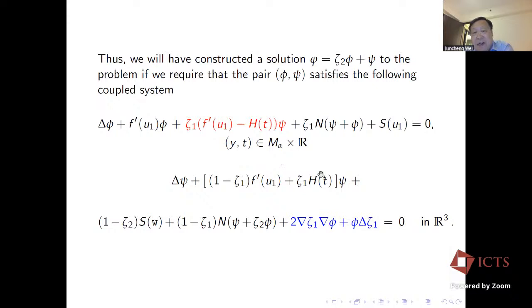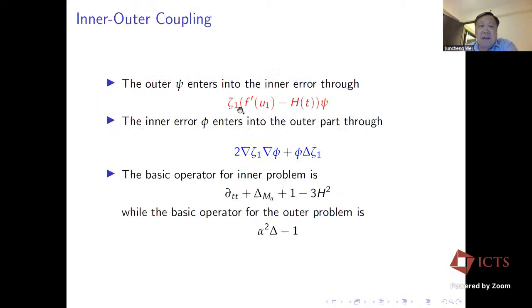So how do we solve this coupled system? We solve this coupled system in the following way. We fix the phi in some topology, and we solve for the psi. And then we plug this psi into the inner problem. Then the inner problem becomes a non-local problem now. So the outer problem enters into the inner problem through fast decay, and the inner enters into the outer through the cutoff. And the base operator for the inner problem is this, and the base operator for the outer problem is like a Bessel operator. Okay, so this is the coupled region.